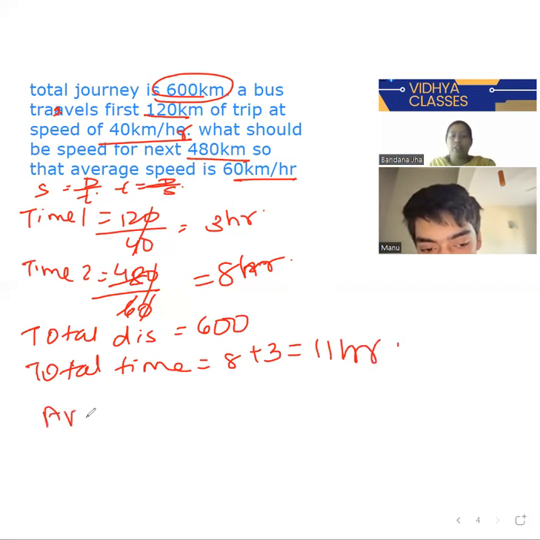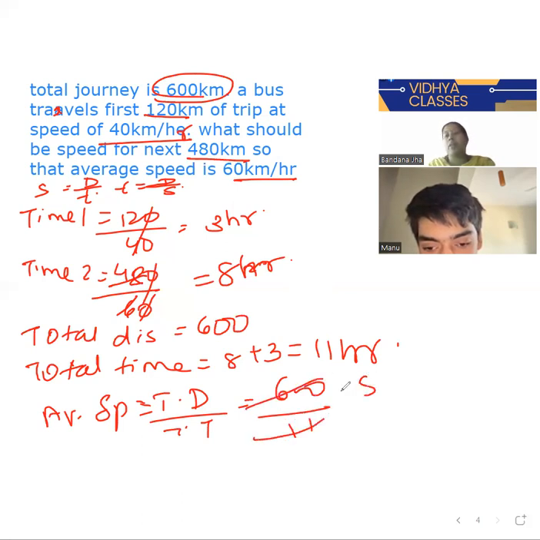So average speed is total distance divided by total time. 600 divided by 11. Then 11 fives are 55, 60 minus 55 is 5, and again it will be 5. Then 50, 44, so it will be 54.5 kilometer per hour.